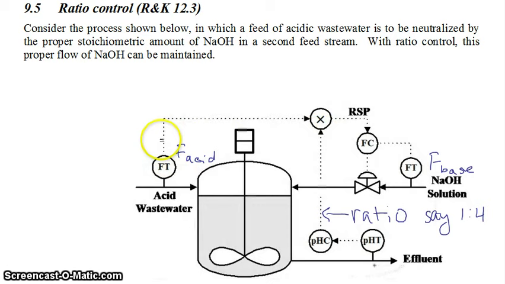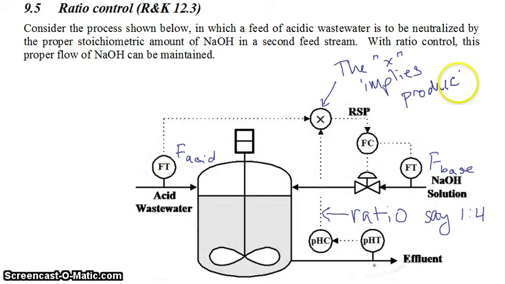And that signal then will be multiplied by the flow rate, which is measured on this stream here. So this stream, the F acid, is measured, and the ratio, 0.25, will be multiplied by this flow rate. What this little x here implies is a product. So the 0.25 is being multiplied onto the F acid, and therefore this is saying that this stream needs to be 25% of this stream in terms of the flow rate.